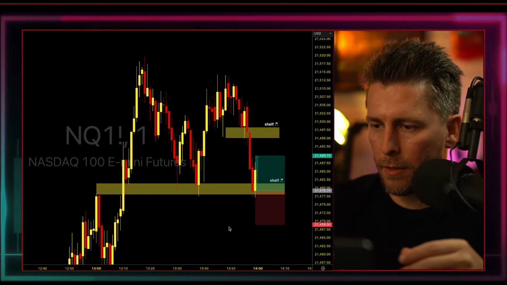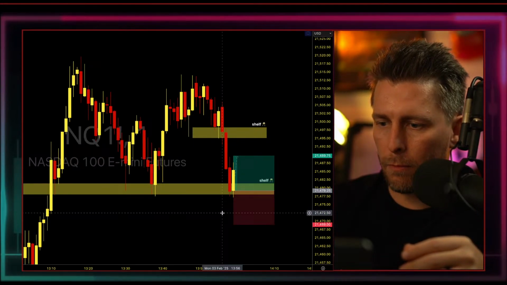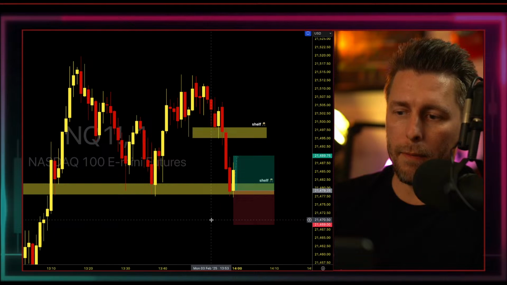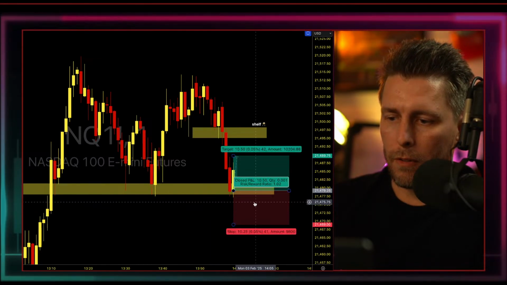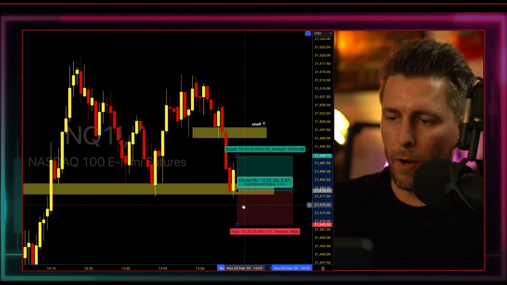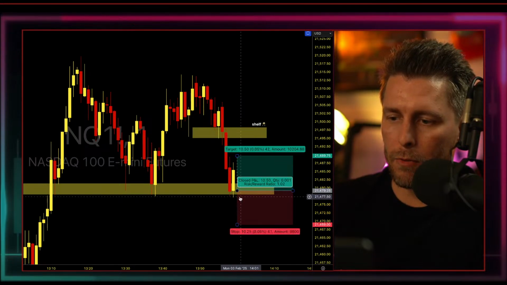Where's price anyways? Oh, there's that next candle. Boom. And I would have expected that. You know, that's something I would have expected right there. That little bounce right there. There it is.